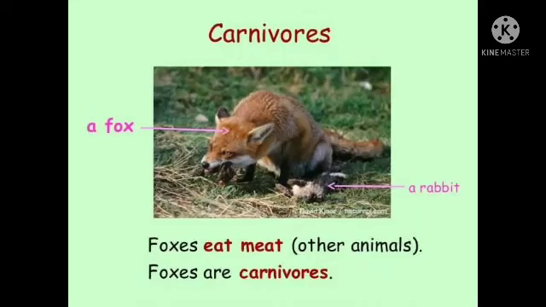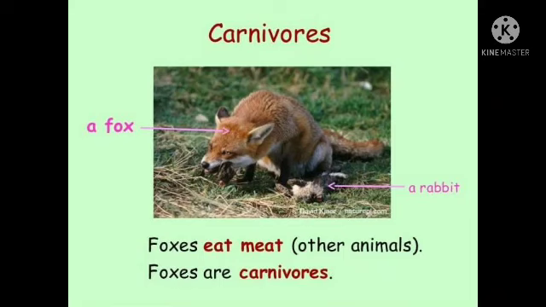Let's talk about carnivores. Children, the animals that eat the flesh of other animals are called carnivores. Flesh-eating animals are called carnivores. For example, lion, tiger, cheetah, crocodile, etc.